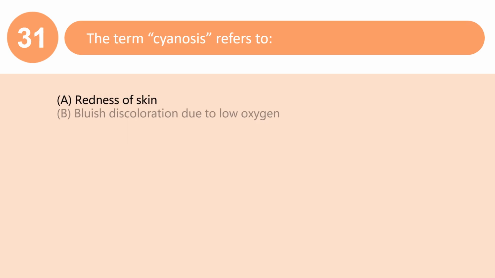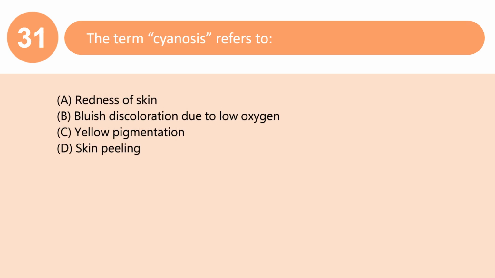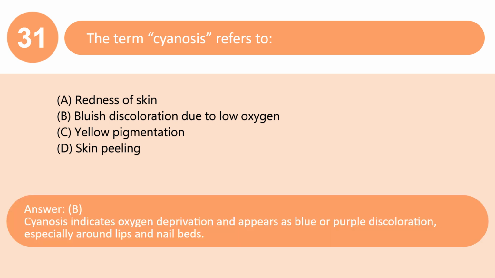The term cyanosis refers to A. Redness of skin, B. Bluish discoloration due to low oxygen, C. Yellow pigmentation, D. Skin peeling. Answer B. Cyanosis indicates oxygen deprivation and appears as blue or purple discoloration, especially around lips and nail beds.